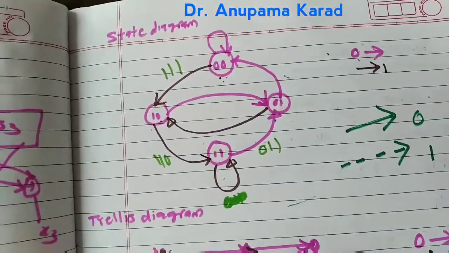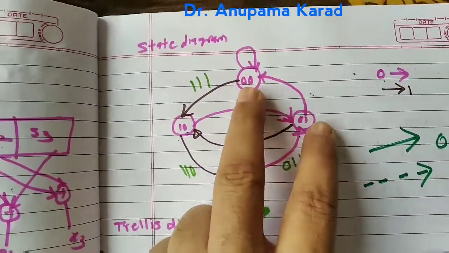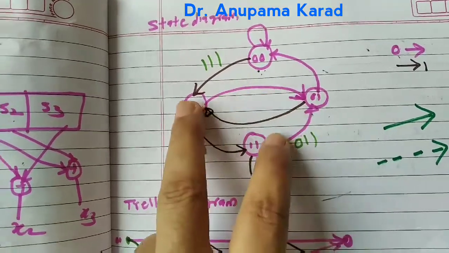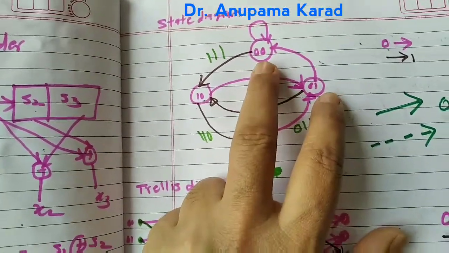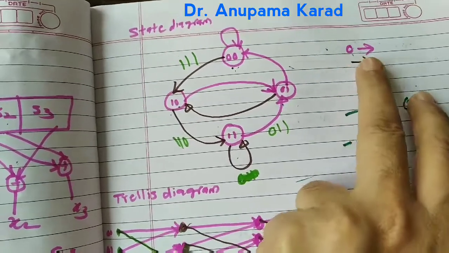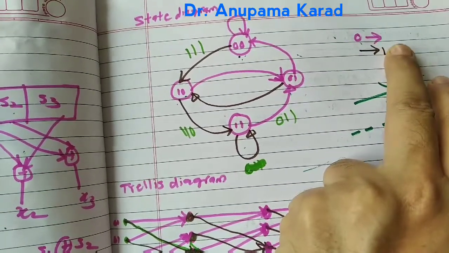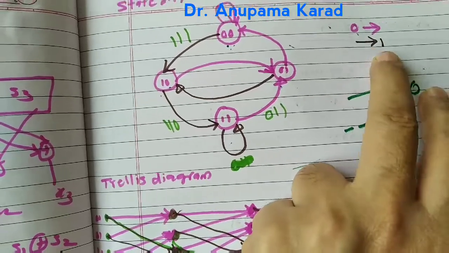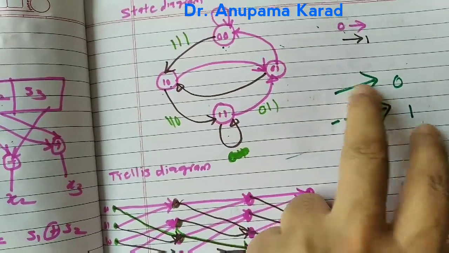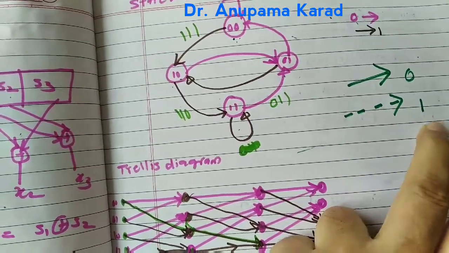So in state diagram, here the states are written 0 0, 1 0, 0 1, 1 1. For 0 input I have used pink color, and for 1 I have used a brown color. In exam you can use solid line for 0 and dotted line for 1.